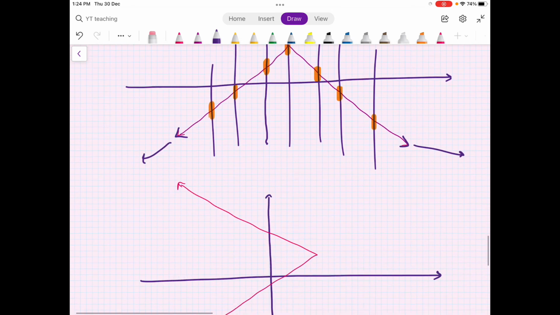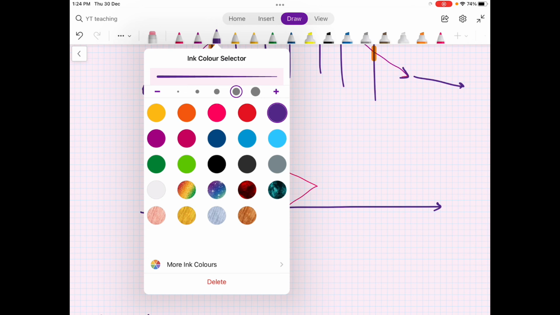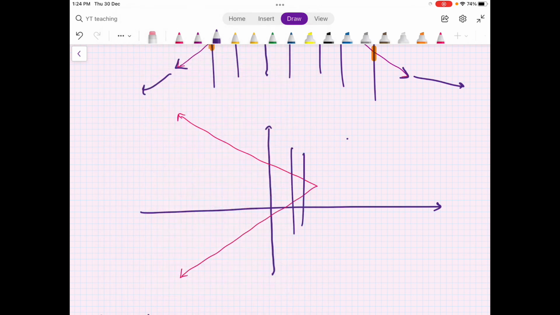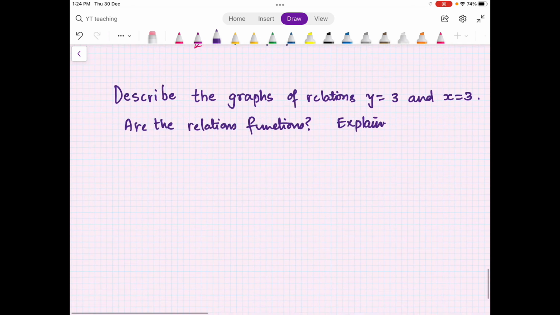Okay, and in this example here, if I try drawing vertical lines, can you see I'm getting 2 points of intersection everywhere. I'm getting 2 points of intersection. So it's not a function by the vertical line test. Okay, so this is the last example.